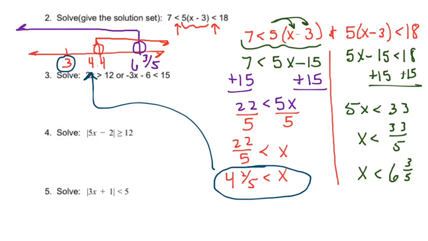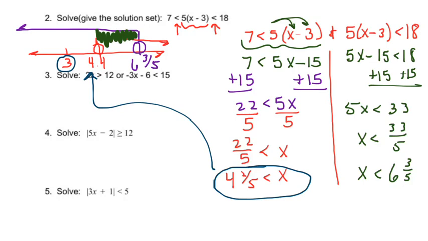Now this is an and statement, so where do both the purple and the red conditions get met? They get met in between here. All these numbers in between 4.4 and 6.6, or 6 3/5, satisfy the condition of being greater than 4.4 and at the same time less than 6 3/5.